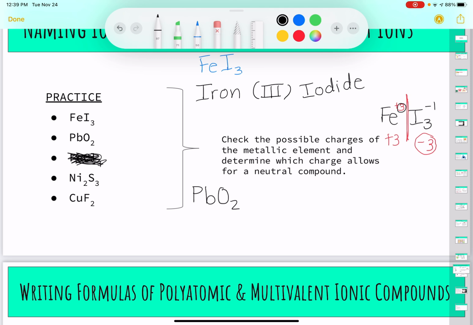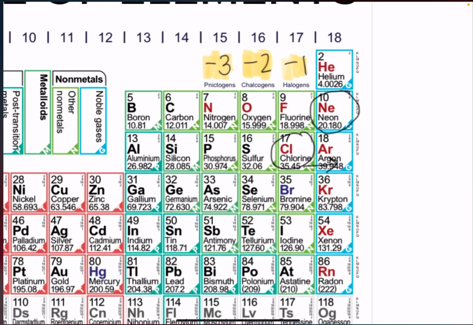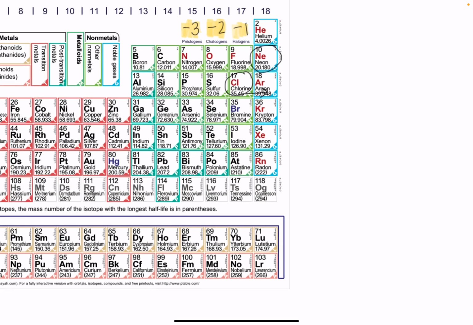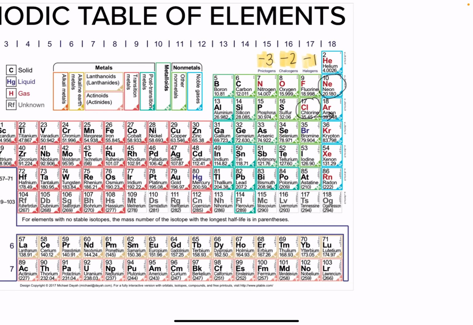Let's try PbO2. That's the next one. Our first step here is to figure out what Pb is and O2, and then put our Roman numeral brackets there. So Pb, it's going to be in this space where we don't know the charge of it. I'm trying to find it.